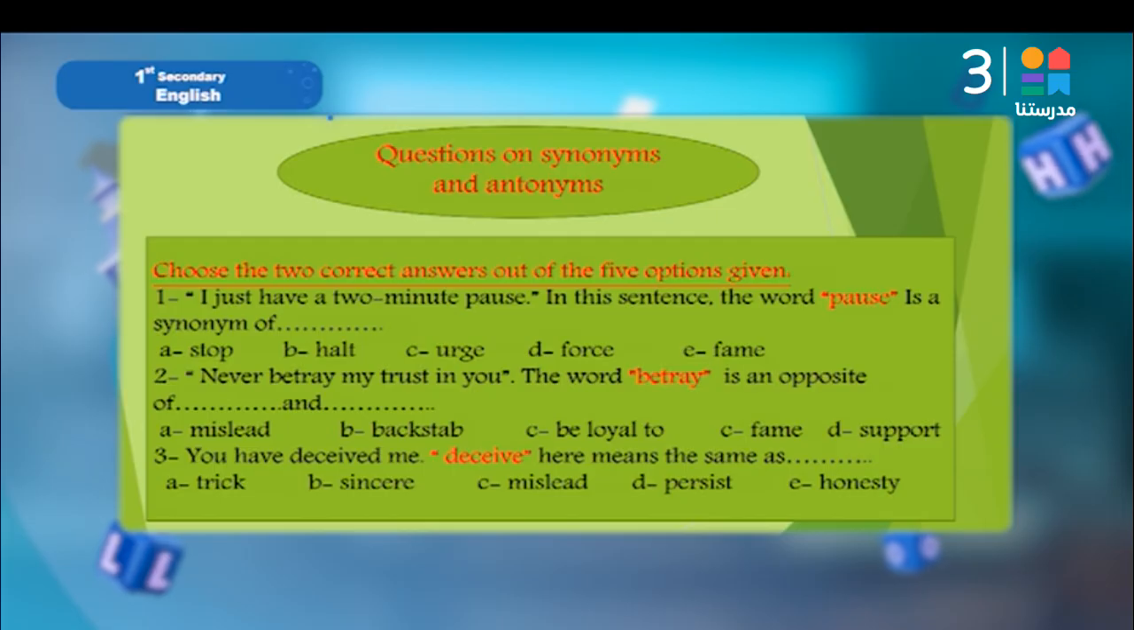When someone deceives you, what does he do? What does he do? He tricks you. He misleads you. Well done.